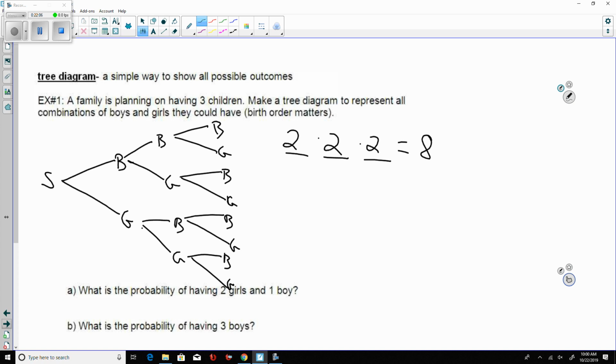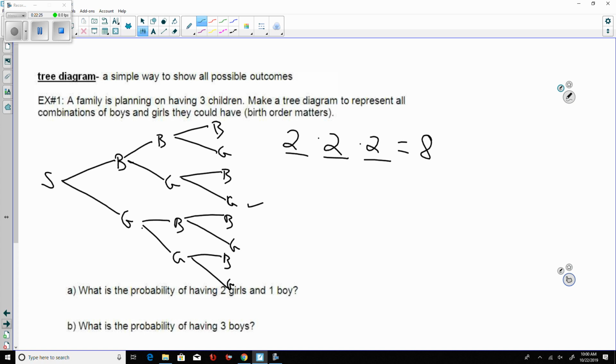And you follow the tree down. So what is the probability of having 2 girls and 1 boy? So you come here and look, I have boy, boy, boy. No good because I need 2 girls. Then I have boy, boy, girl. Then I have boy, girl, boy. Then boy, girl, girl. There's one right there. So that's 2 girls and 1 boy.